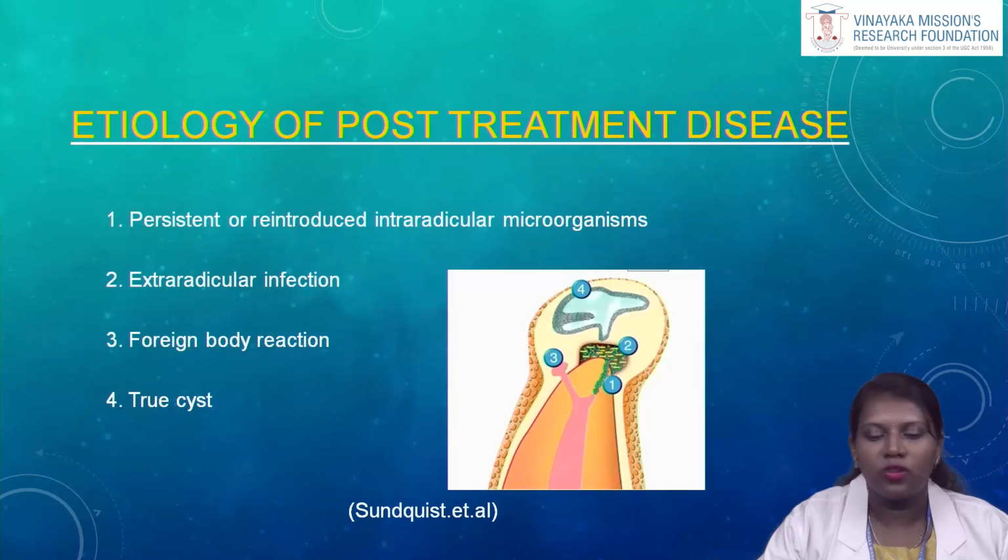So what are the causes of post-treatment diseases? It is a persistent or reintroduced intraradicular microorganism, extraradicular infection, foreign body reaction and true cyst. The first image depicts the persistent reintroduction of intraradicular microorganism, the second one is an extraradicular infection, the third one is a foreign body reaction, and the fourth one is a true cyst. These are all the main causes of retreatment.